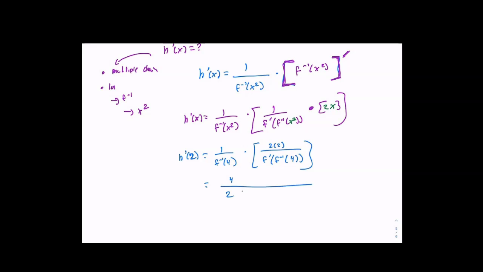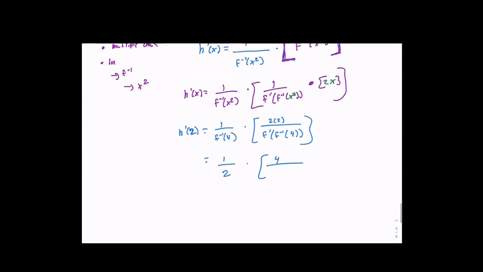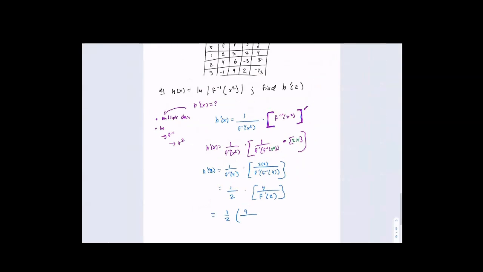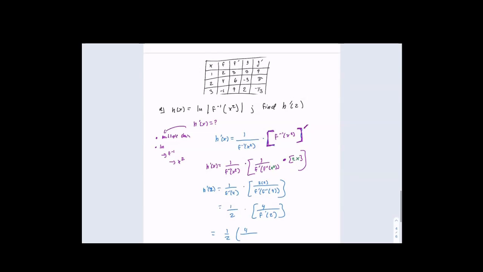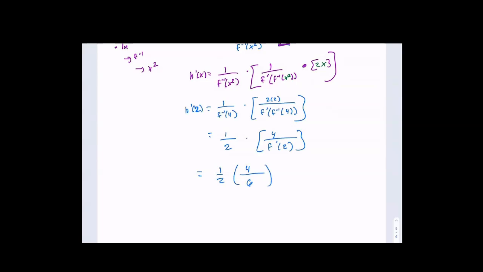I think this is going to confuse people the way I'm doing it. I'm going to go 1 over 2 times 4 over f prime of 2. You could have just put the 4 in the beginning, but I think people want to see it separately. So 1/2 times 4 over, well, what's f prime of 2? 6. Which gives me 4 over 12, which is 1/3.